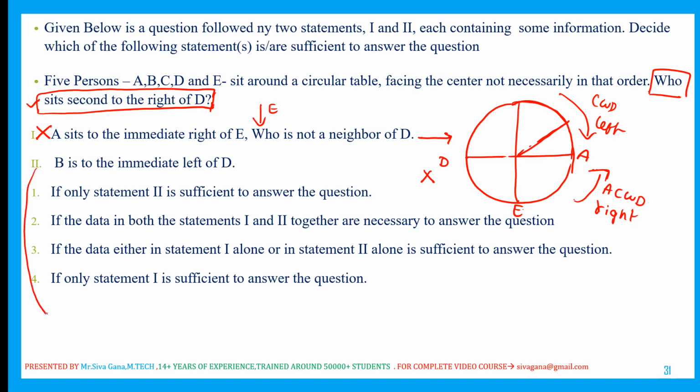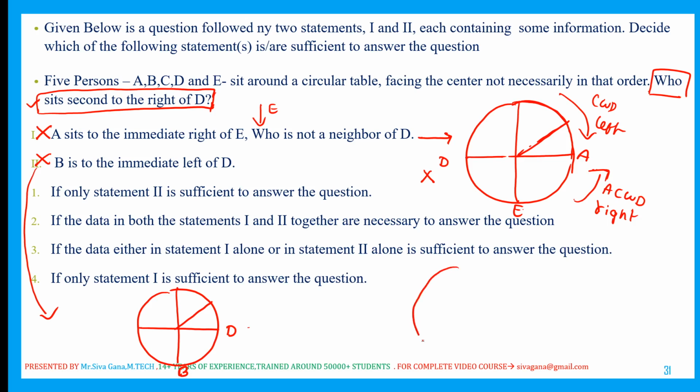Now statement 2 alone I am dealing. B is to the immediate left of D. This is statement 2 only. Now, who sits second to the right of D? I cannot answer using statement 2 alone. Only statement 2 is not sufficient. Similarly, only statement 1 is not sufficient.